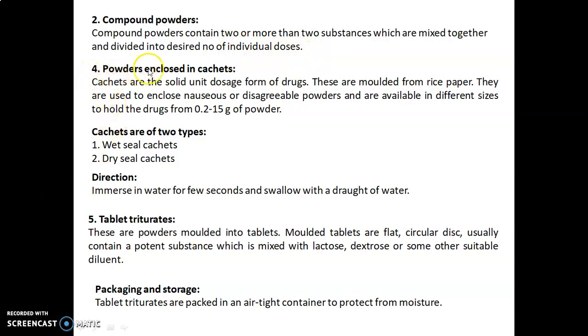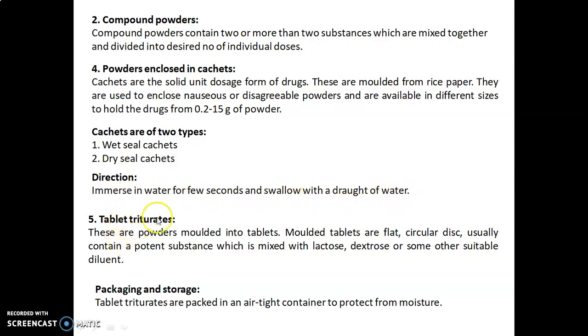Fourth one, that is powders enclosed in cachets. Cachets are a solid unit dosage form of the drugs. These are molded from rice paper. They are used to mask nauseous or disagreeable powders and are available in different sizes to hold from 0.2 to 15 gram of powder. Cachets are of two types, that is wet seal cachets and dry seal cachets. Direction for this is immerse in water for a few seconds and swallow with a draught of water.